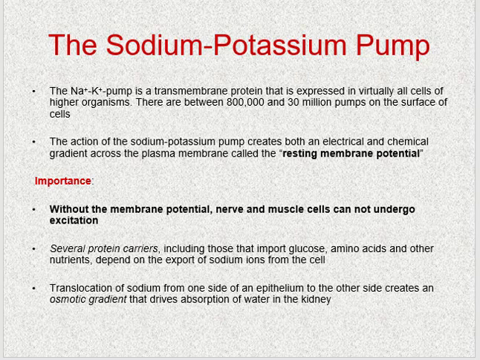Without that membrane potential, nerve and muscle cells could not undergo excitation. It is also important for several protein carriers, including those that import glucose, amino acids, and other nutrients. They depend on the export of sodium ions from the cell. The translocation of sodium from one side of the epithelium to the other side creates an osmotic gradient that drives absorption of water in the kidney.